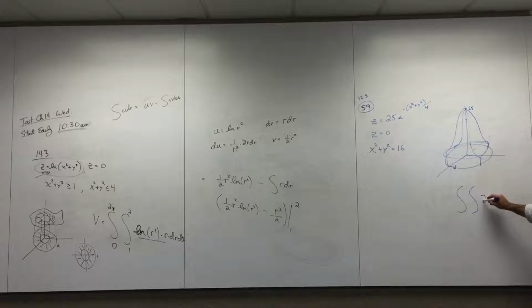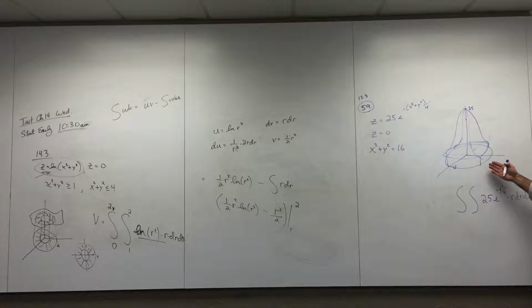So if I switch it to polar, this becomes 25e to the negative r squared over 4, right, you guys? It's that easy. I'm going to put an r d theta here. Dude, this is so easy. Now I need bounds for r. Can you look at my xy plane and tell me the bounds for r? 0 to 4. Thank you.